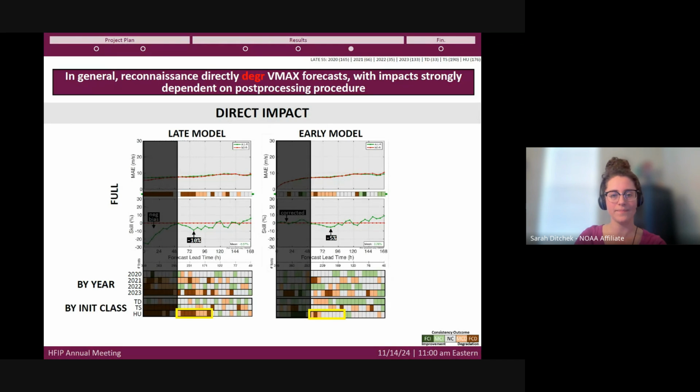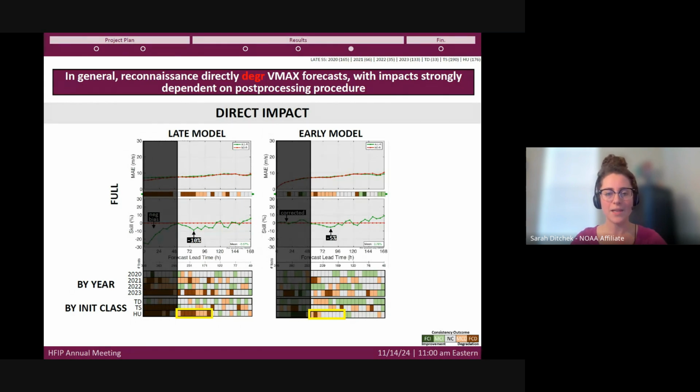Next. When we stratified by initial classification, we found that hurricane forecasts drove most of the signal. It was dependent on post-processing procedure, though, so you could see how the late model hurricane forecast had day 3 to 4 degradation, but this hurricane degradation was actually minimized in early model forecasts. And this led to weaker consistent degradation in that full early model sample up top.